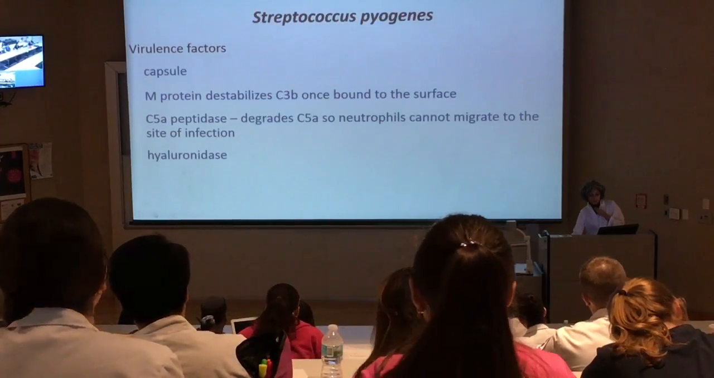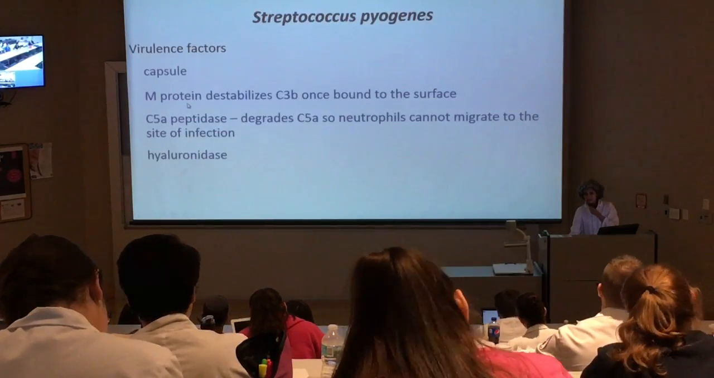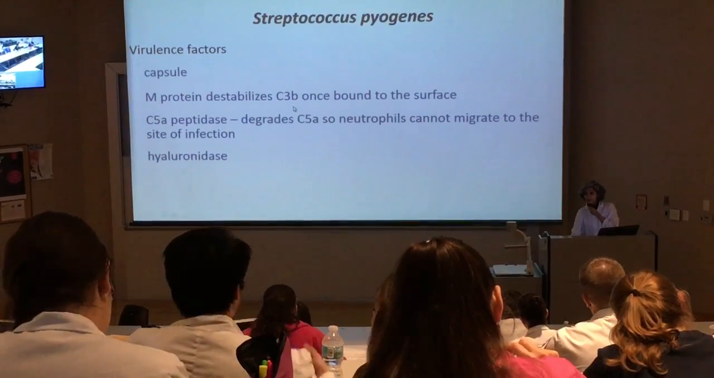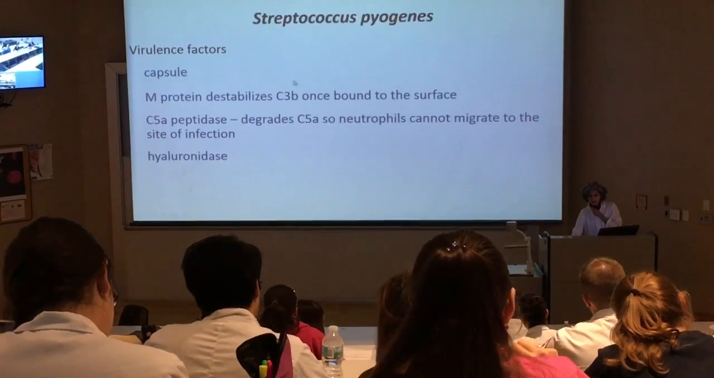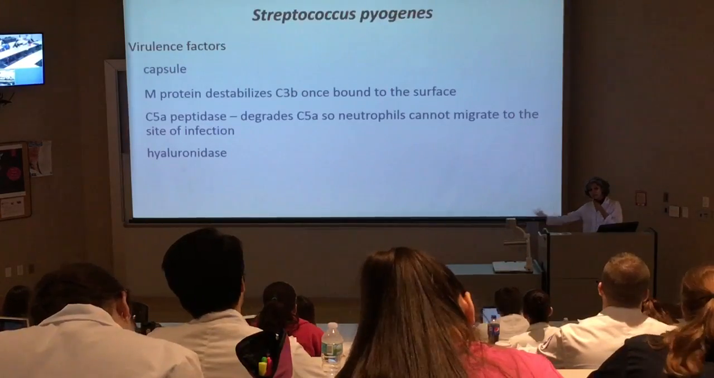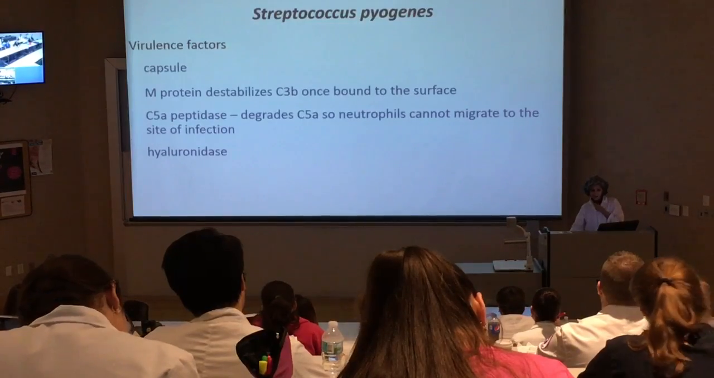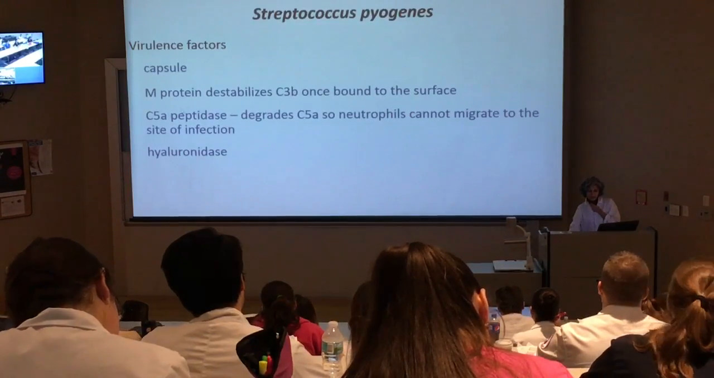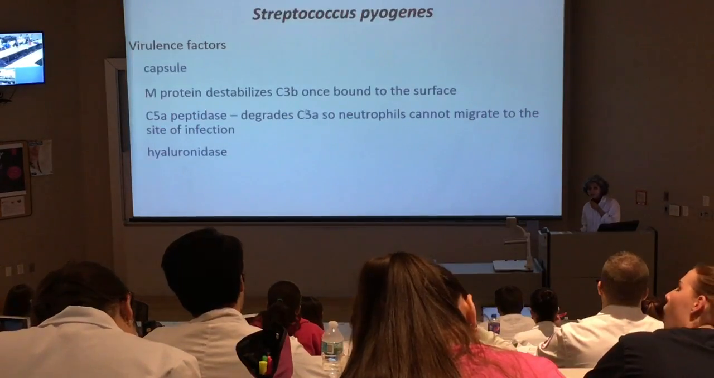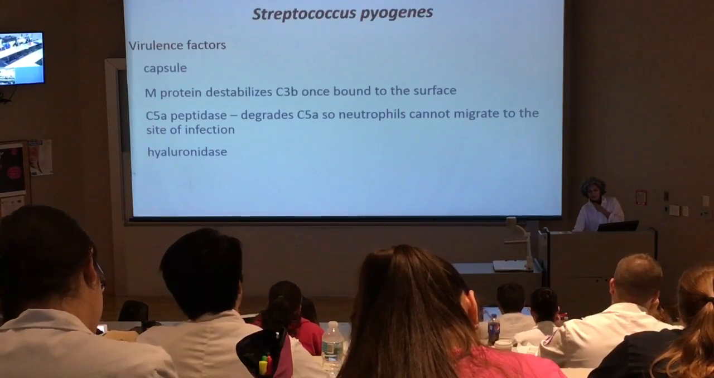So what are the virulence factors for Strep pyogenes? It is capsulated. We've talked about how it has M protein. It is a virulence factor. How does it function? It destabilizes the complement component called C3b. Okay, so if you get rid of this, then it's not going to allow the cascade to take place. The ultimate end result of the cascade is membrane attack complex formation, so it won't allow that to take place. Okay? It also has a C5a peptidase, which will degrade the C5a complement component, so neutrophils cannot migrate to the site of infection. And it has your spreading factor, right?